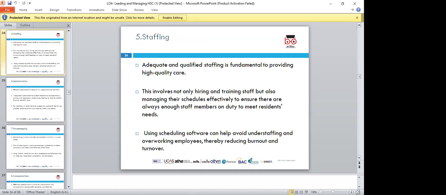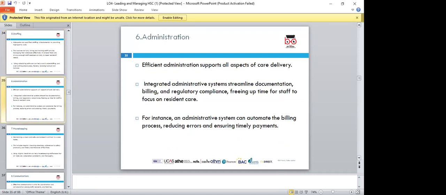Then you go to staffing. We already mentioned staffing when we spoke about HR management. Ensure that you use adequate staff, and qualified staff in particular, to provide high quality care. This involves not only hiring and training staff, but also managing their schedules effectively to ensure there are always enough staff. Okay, using scheduling software, we spoke about that.